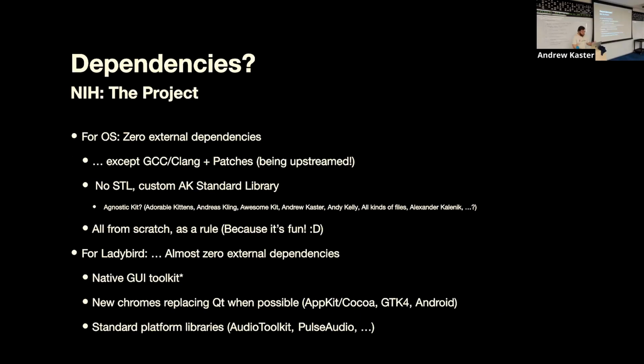Okay. So we already talked about all of this. For the OS, there's no dependencies except for GCC and Clang, and we're upstreaming the patches we have to tell them about our cross-compile target. There's no STL. We're only using the ACK standard library, and what ACK stands for is up to you. There's a bunch of options here if you'd like to pick one.